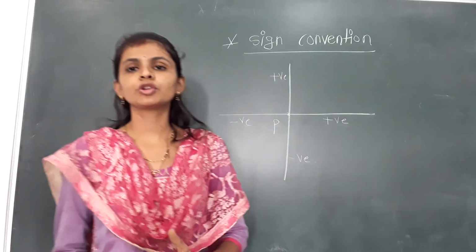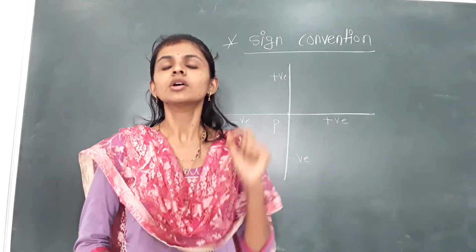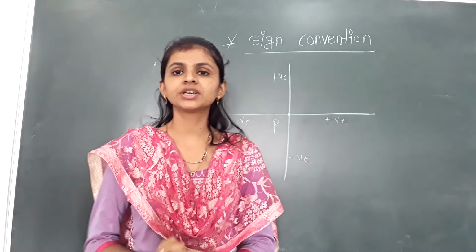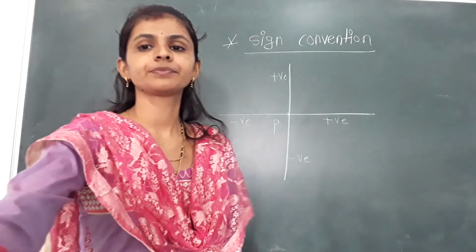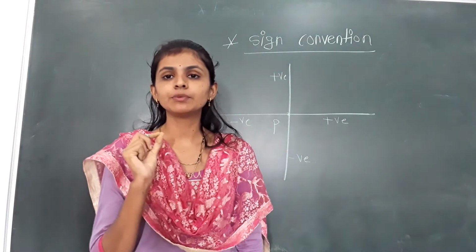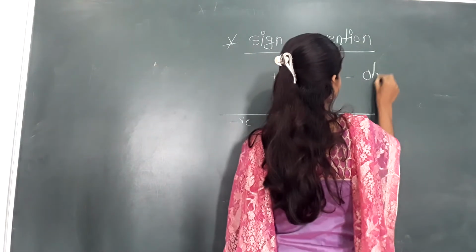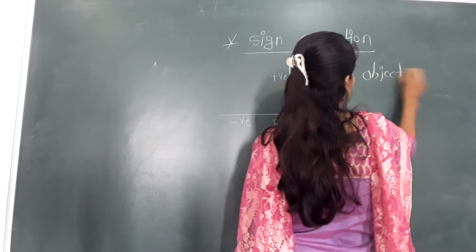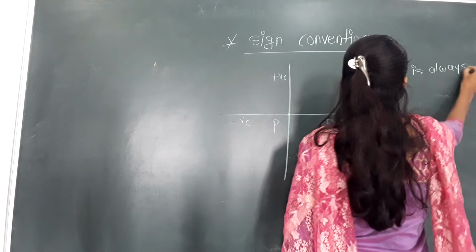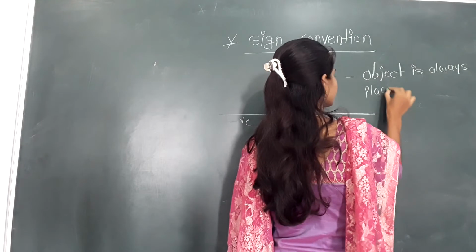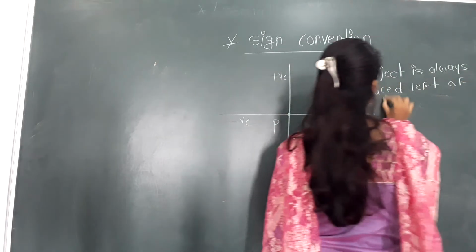One thing keep in mind, students: in the case of both the concave and the convex mirror, we always keep the object on the left hand side of the pole. Object is always placed left of the mirror. So the first condition is: object is always placed left of the mirror.